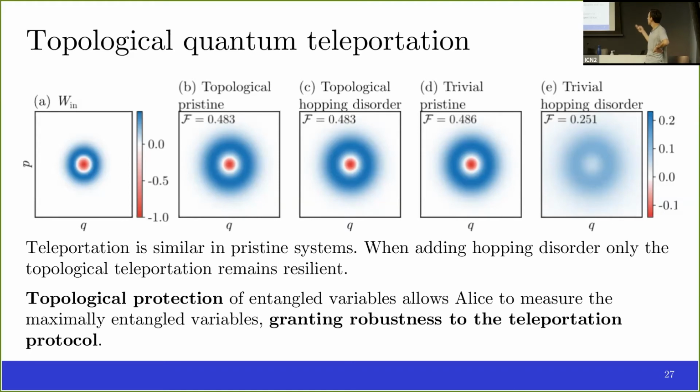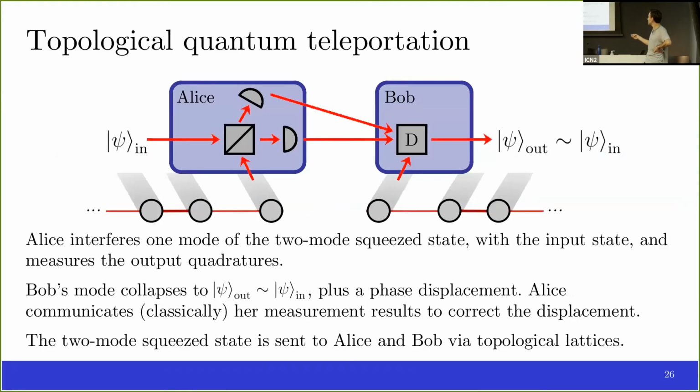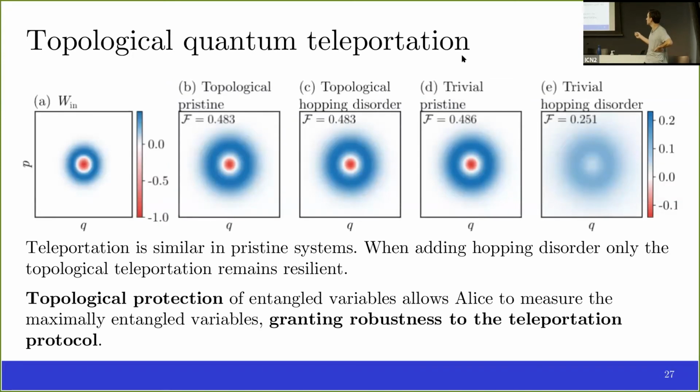This is because this protocol relies heavily on Alice measuring the maximally entangled quadratures with Bob. That is what makes Bob's mode collapse to the state that we desire. So when the entangled variables are randomized in the trivial system, the teleportation gets severely deteriorated.